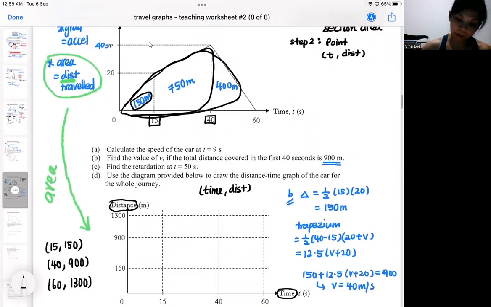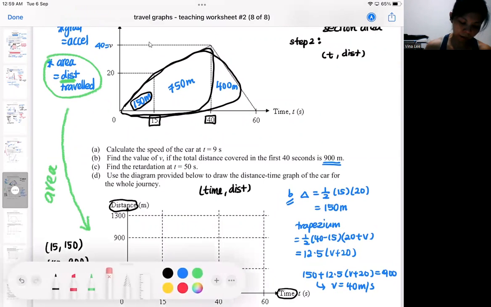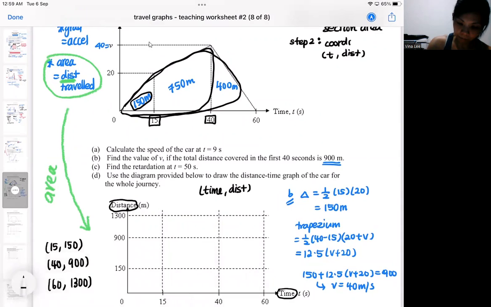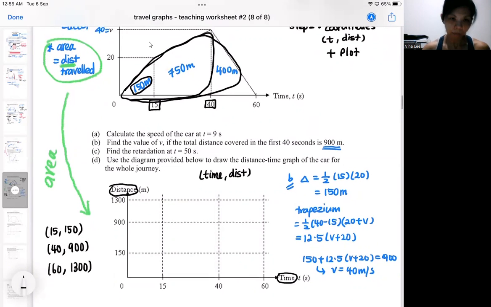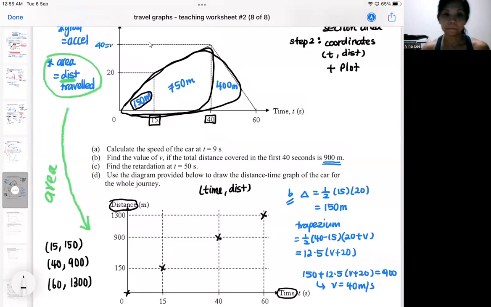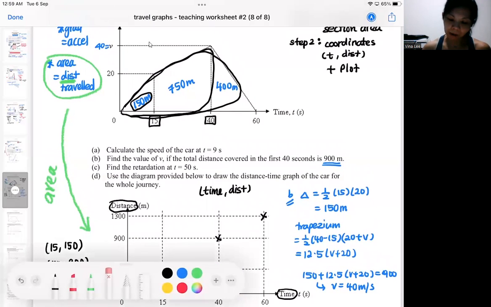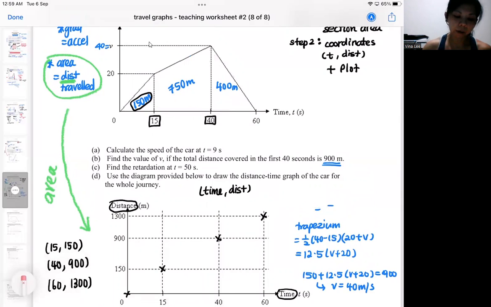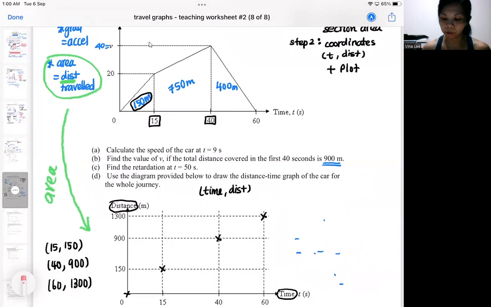So you got the 3 coordinates. So you get the coordinates and then you plot. So I will get here, here, and here. So obviously it must start from 0. Okay, so the last part you need to join. You got to join based on 3 feature. So I'm going to show you the 3 feature.